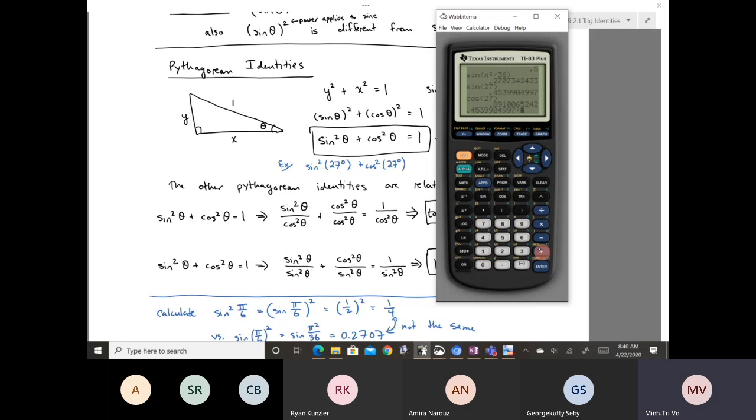0.439904997 squared plus 0.8910065242 squared, right? So the result of the sine squared plus the result of the cosine squared. It's not going to be exactly 1 because I'm approximating here, because I'm using the decimal approximation. So you can see that it should be equal to 1, but it's being approximated. It's just some number that's very close to 1.